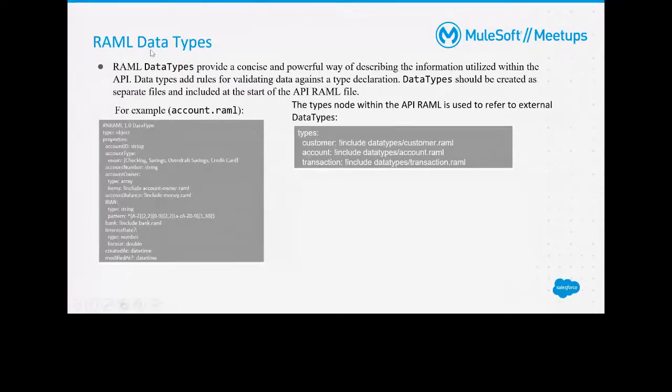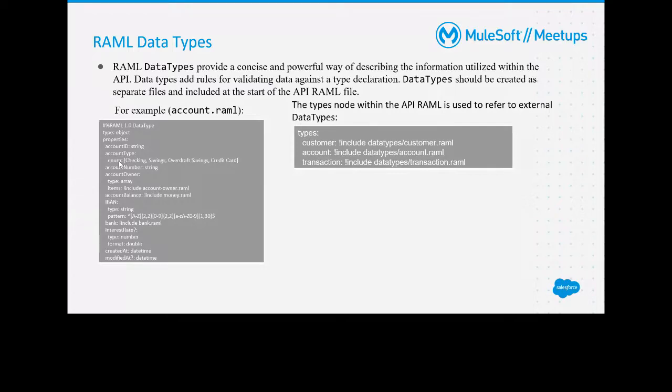So let's consider I have a customer. In customer, I can have a customer ID, first name, last name, and an email. Customer ID is a mandatory field. The first name is optional. The last name is optional. The email ID is optional, but it has some pattern.